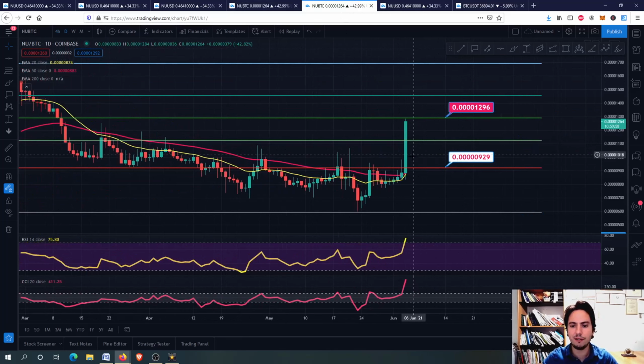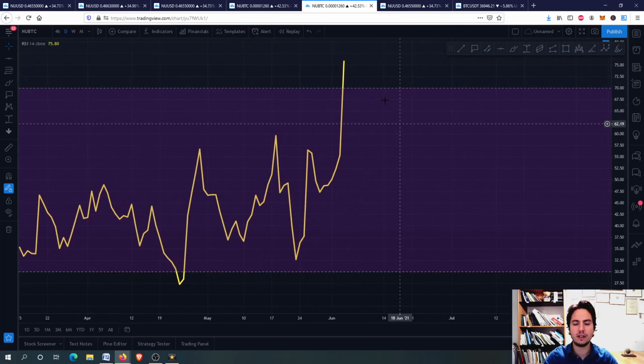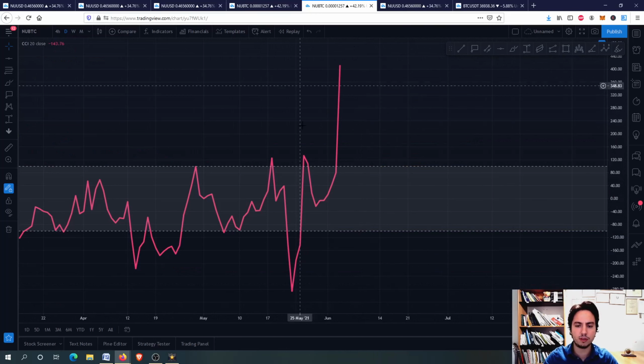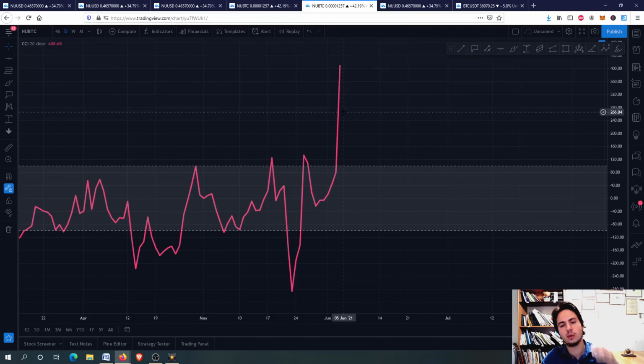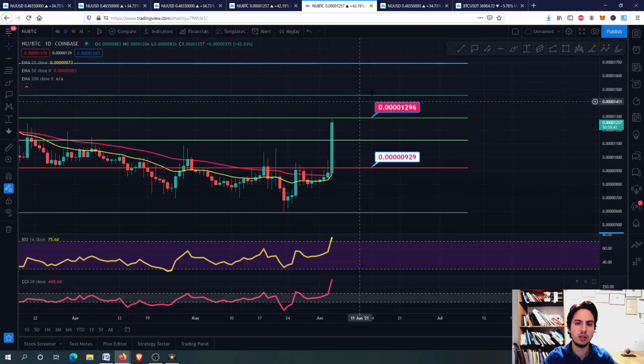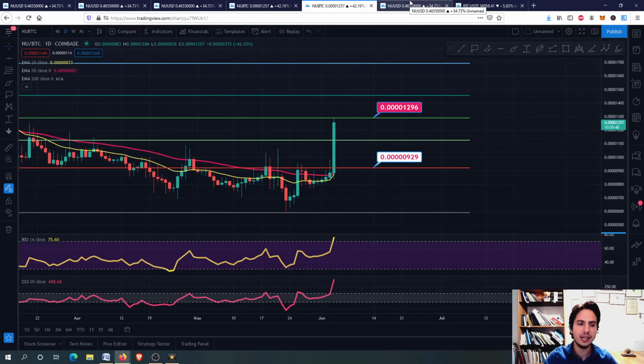You can see on the daily frame, look at this big bullish candle here, an amazing big bullish candle on the daily frame. On the NUCYPHER, we are way above the 70 and way above the 100 for the commodity channel index. You can clearly see now that we are in an overbought situation. We have a very high risk.